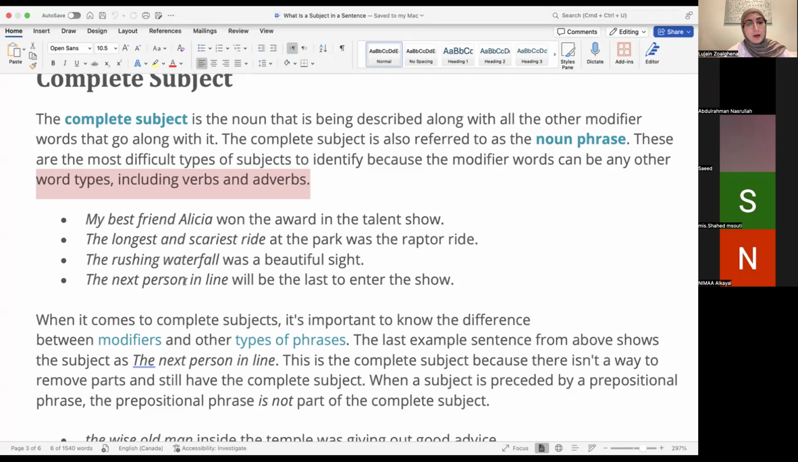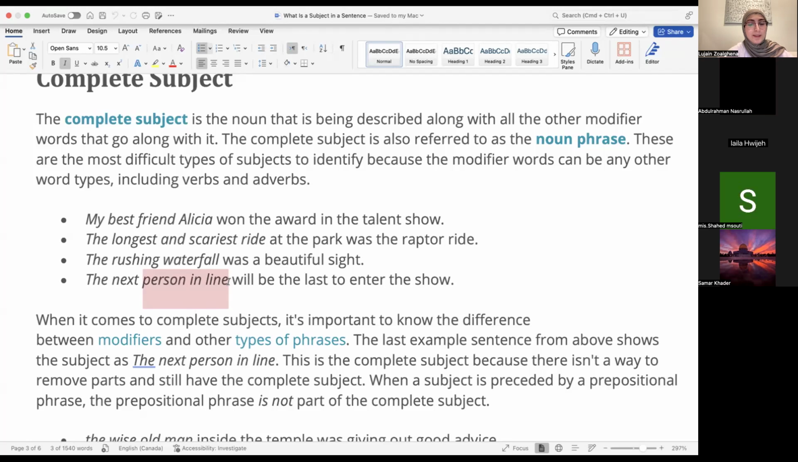So over here, what is "in line"? Is it an adverb? Is it a verb? Is it an adjective? What is it? Adverb, I think. Why? Because we add the place. No, because line is a noun. Is line a verb? No. I mean preposition. "In line": line is the place we're talking about.